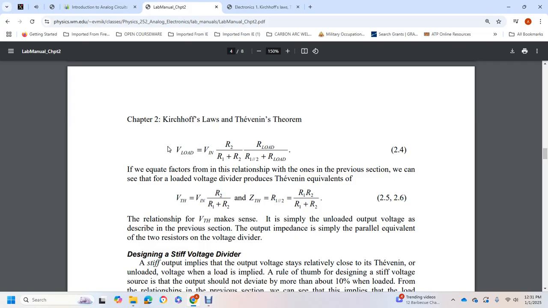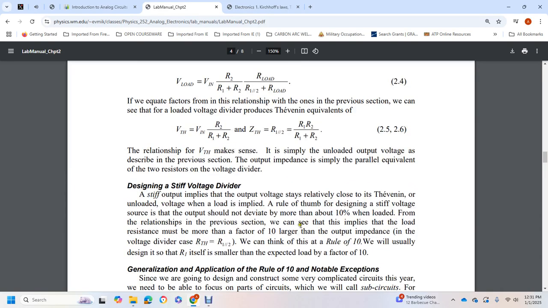Voltage Thevenin is equal to voltage input times resistor 2 over resistor 1 plus resistor 2, and resistance Thevenin is equal to resistors 1 and 2 in parallel, equal to resistor 1 times resistor 2 over resistor 1 plus resistor 2. This relationship makes sense with the simple unloaded output voltage described in the previous section, and the output impedance is similarly the parallel equivalent of the resistors in the voltage divider.